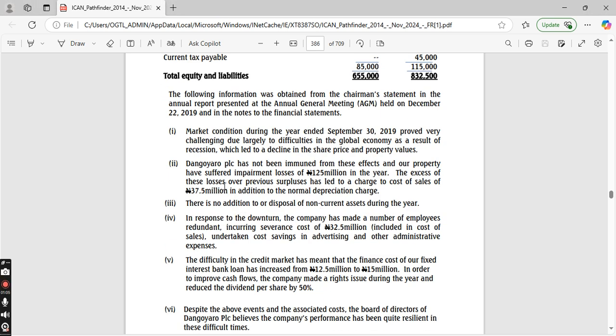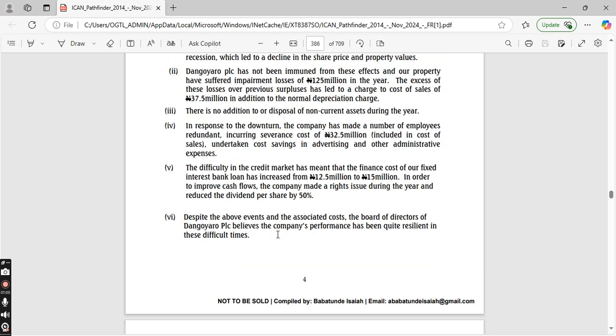What else do we have? On that same information, our dividend per share reduced by 50%. What's the dividend paid? How much was the dividend they paid? They did not give us. We need to look for it.